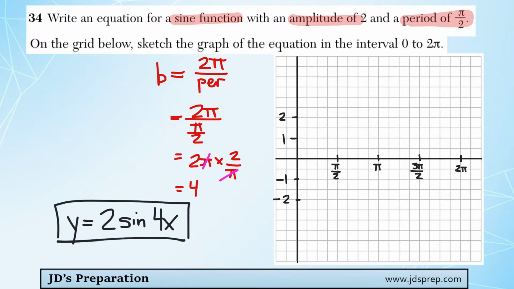And then along our x-axis, I know that we wanted the interval from 0 to 2 pi. So I just spaced it out so that 4 ticks would represent pi over 2 and 8 ticks would represent pi.